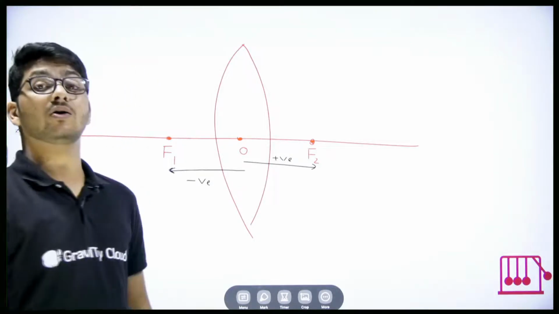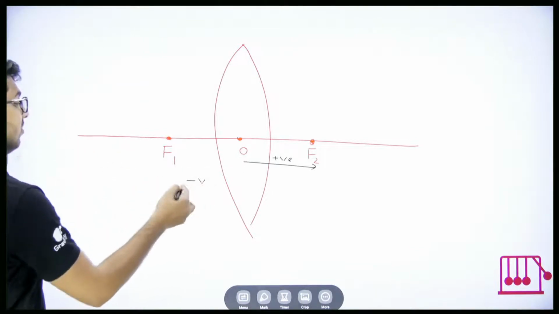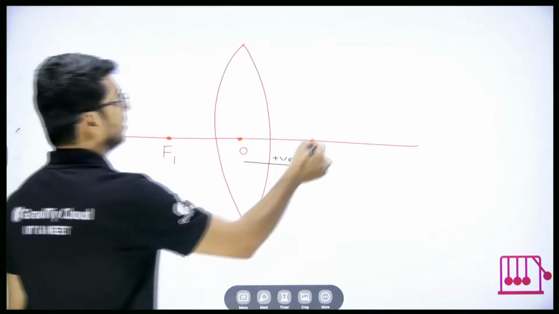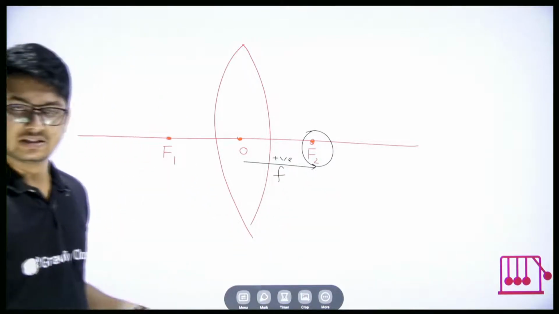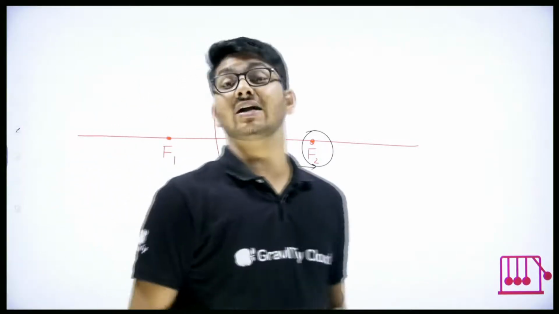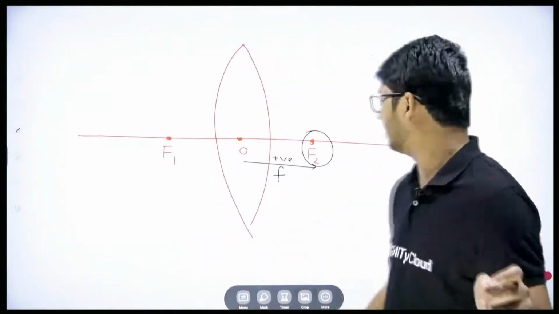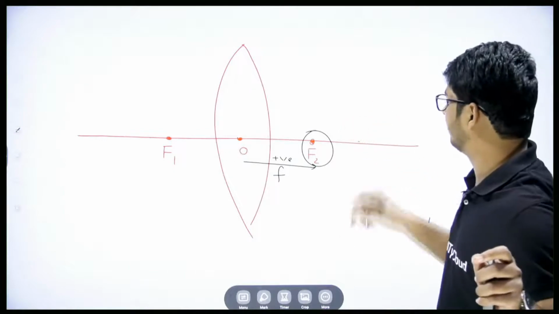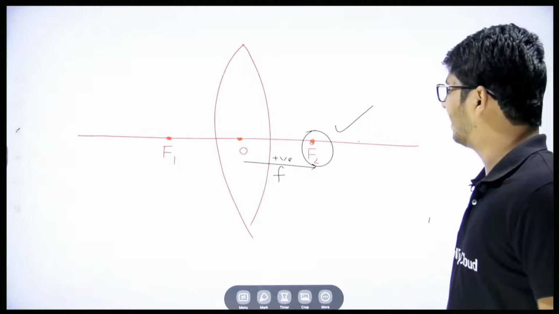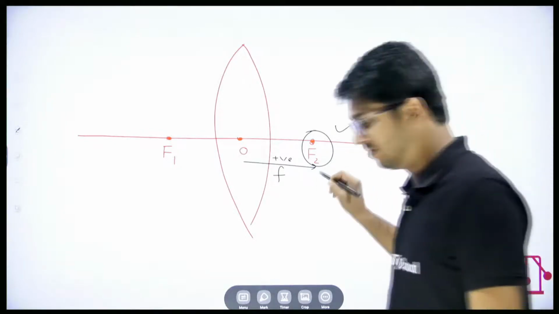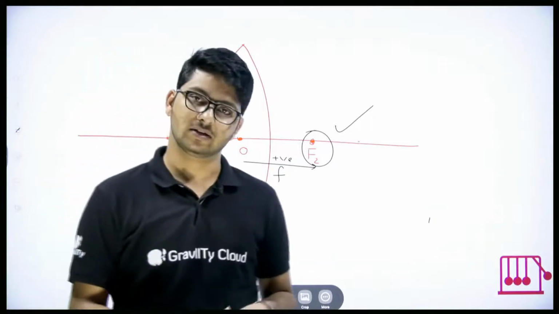For focal length, what do you take? You take the sign convention of F2. So for focal length, which focus do you consider? You consider the second principal focus. Not the first one, but the second principal focus. Understood? For focal length, consider the second principal focus always, whether it be a convex lens or a concave lens.